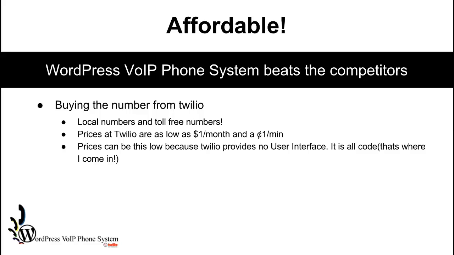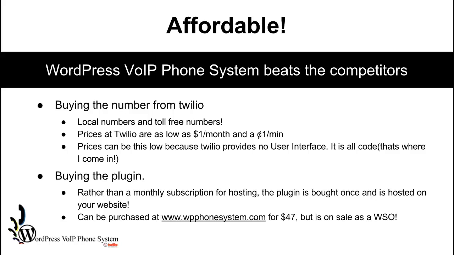The reason this can be low is because Twilio provides absolutely no user interface whatsoever. It's all code, and that's where WordPress Voice over IP Phone System comes in. The only other price that you would need to pay other than the $1 a month and the cent a minute is the actual plugin itself. Rather than a monthly subscription for hosting the user interface on their website, it's put on your WordPress installation, so it's a one-time price, and after that, you're done.